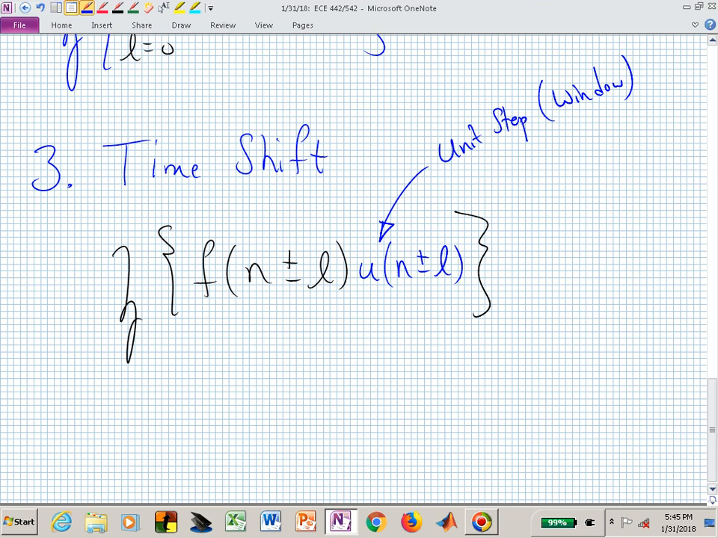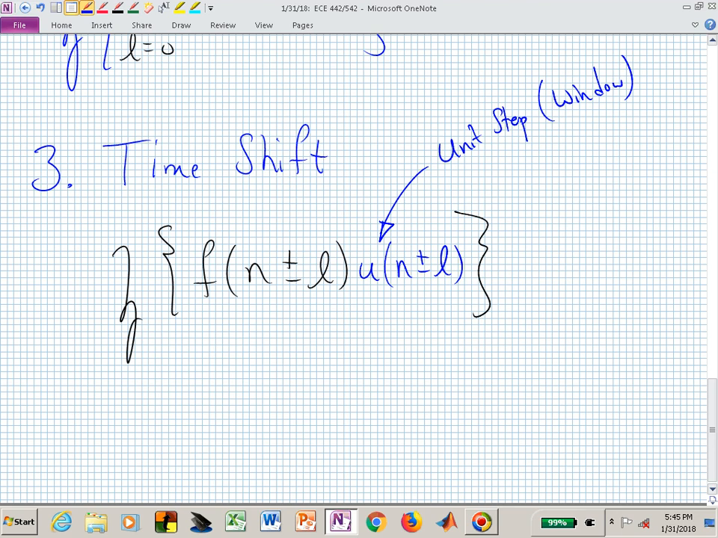Meaning if the waveform is delayed, let's say by 2 units of time, so n minus 2, then we're actually going to go ahead and say, let's turn that on with this switch, this unit step, that's also u of n minus 2. And so the window is aligned with the waveform in this particular time shift Z transform. If this is the case, then we won't have to worry about adding in additional terms.